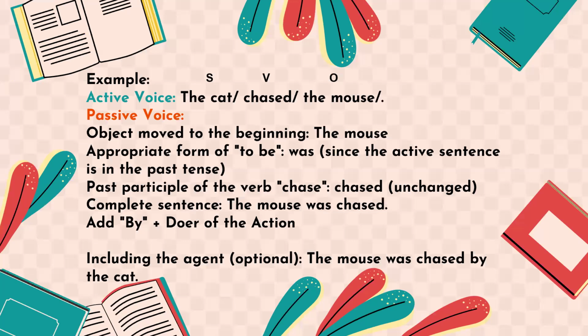Now, here it goes. The mouse, the object, came to the subject. The mouse was chased. Add by plus the doer of the action. Who is the doer here? The cat. The mouse was chased by the cat.